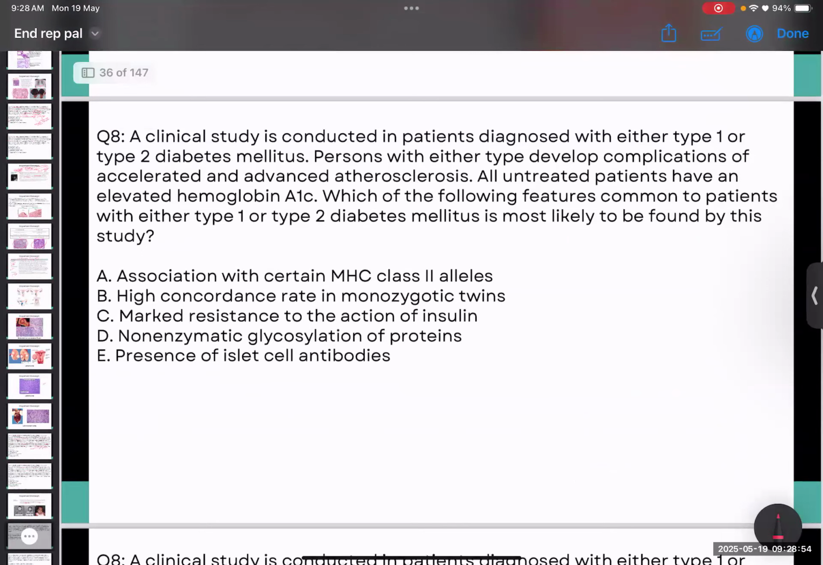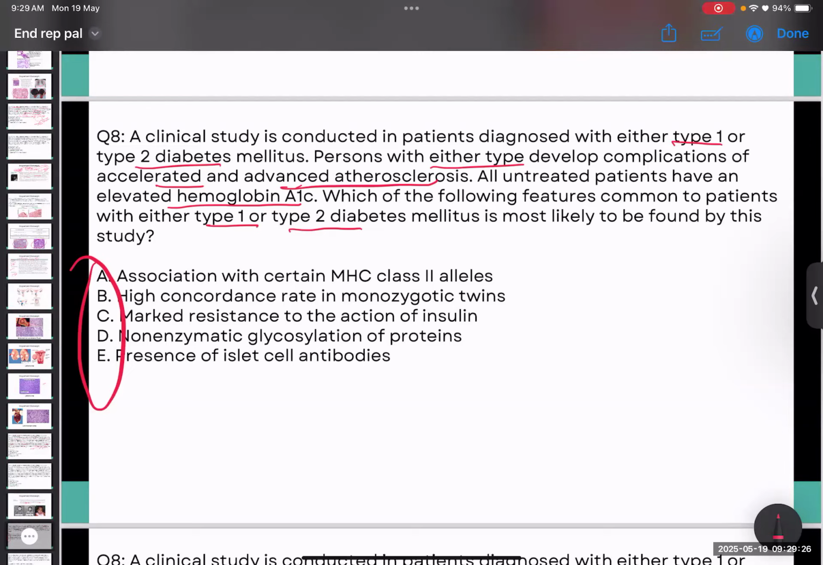Question number 8, here you have a clinical study being conducted in patients diagnosed with either type 1 or type 2 diabetes. Patients with either of them develop complications of accelerated and advanced atherosclerosis. So both type 1 and type 2 diabetic patients will have advanced atherosclerosis. All untreated patients have elevated levels of hemoglobin A1C. Which of the following features common to patients with either type 1 or type 2 diabetes is most likely to be found by this study? So basically, they're asking which of these following options are common to both type 1 and type 2.